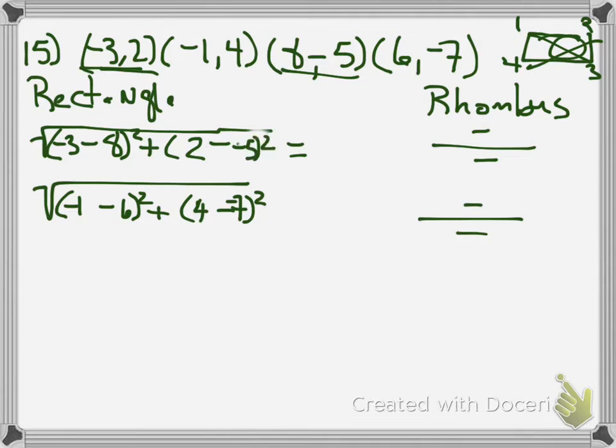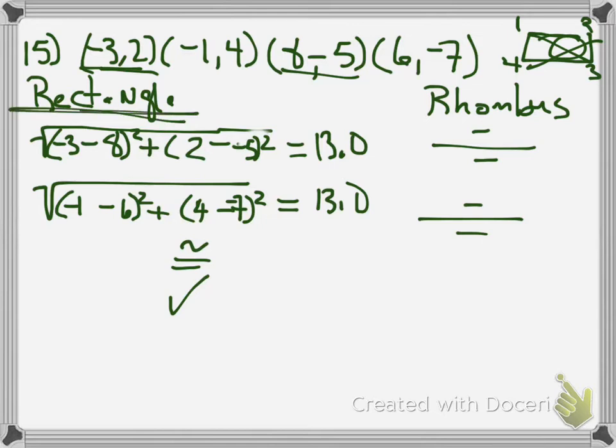If you type those in, you're going to get 13.03, so we'll say 13.0. Basically, you get the same answer either way. So we for sure know that these are congruent, and thus it is a rectangle. So it is a rectangle.